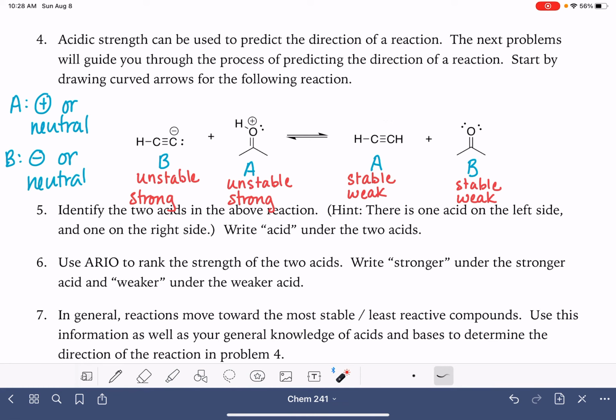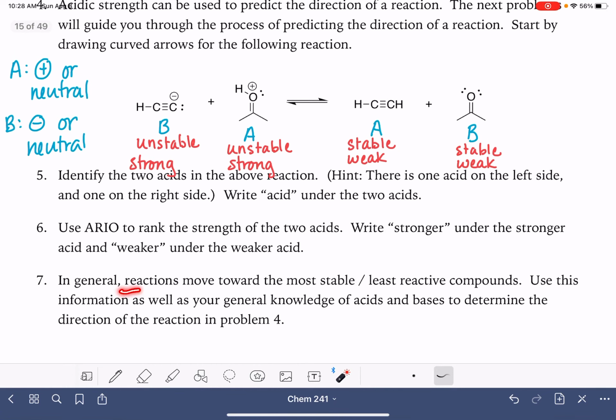They existed in equilibrium. In general, reactions move towards the most stable or the least reactive compounds. They move away from the unstable compounds. And so in this case, our reaction is going to be moving towards the stable compounds, which means from the left side to the right side, away from the unstable compounds.